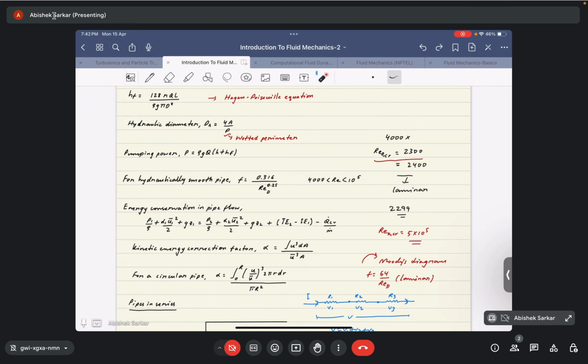which is valid for Reynolds number varying from 4000 to 10 to the power 5.